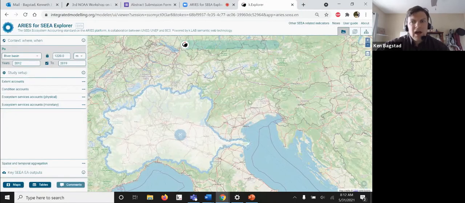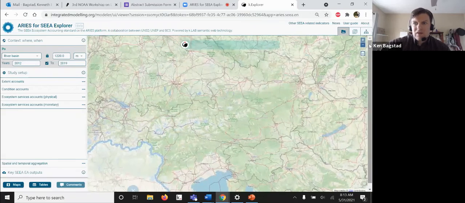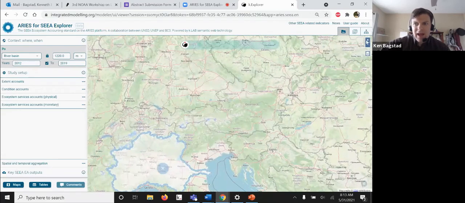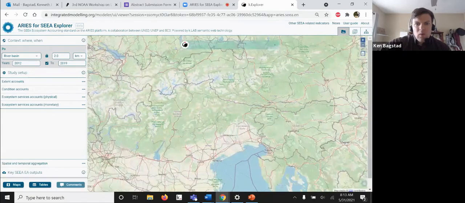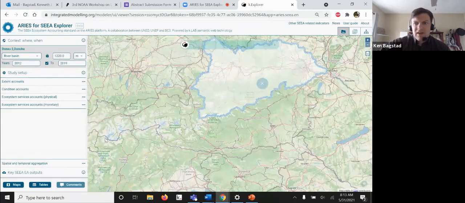And essentially, what we have here, this is obviously a web interface. I logged in; you register for ARIES, and once you have that, you can log in. And we have a pretty standard map interface where you can zoom and pan, and what sits on top of the interface is what we call an application. In this case, the ARIES for SEEA Explorer application, but it's fairly easy for us to build other types of applications as well.